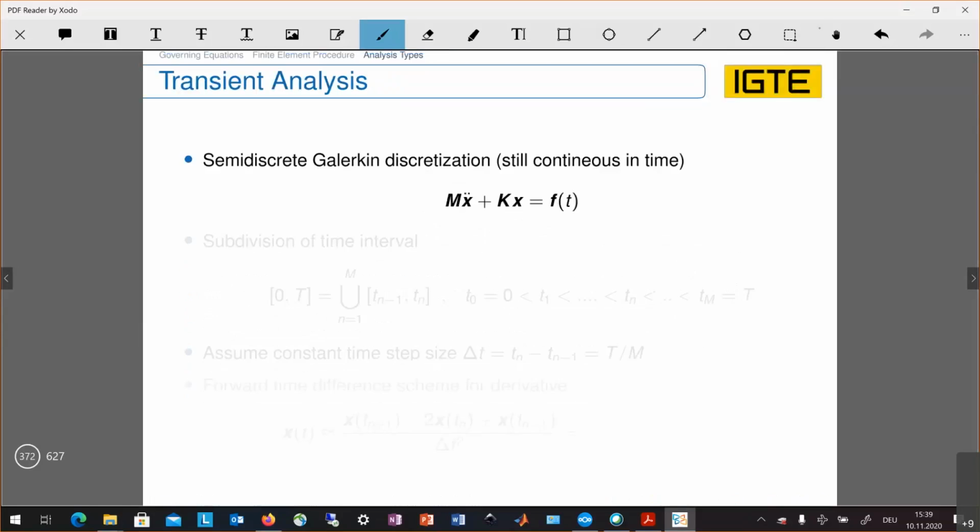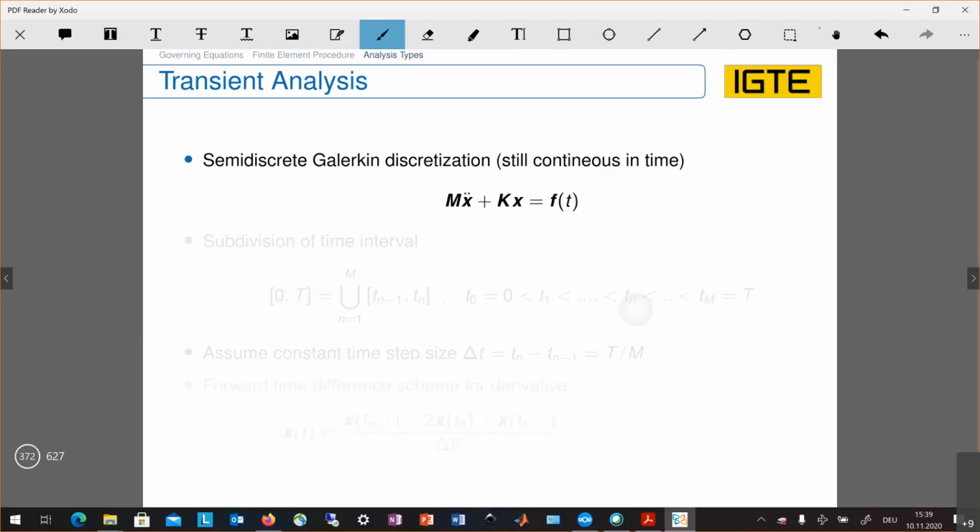Okay, what remains is now to look back at the transient analysis, because for the transient analysis we now have to discuss how we approximate the continuous second time derivative, and at which time we evaluate the displacement vector x and the right hand side f. We assume here that our mass matrix is constant, doesn't depend on the mechanical displacement, velocity or acceleration, and the same holds true for the stiffness matrix.